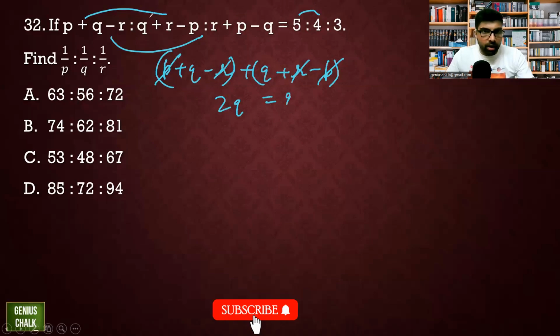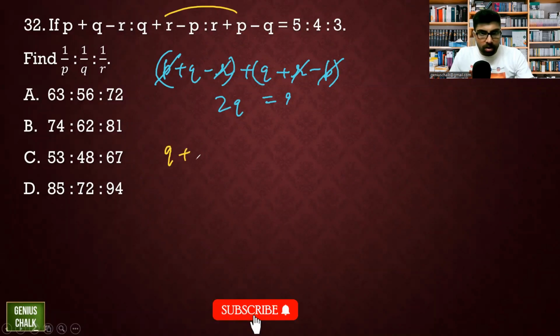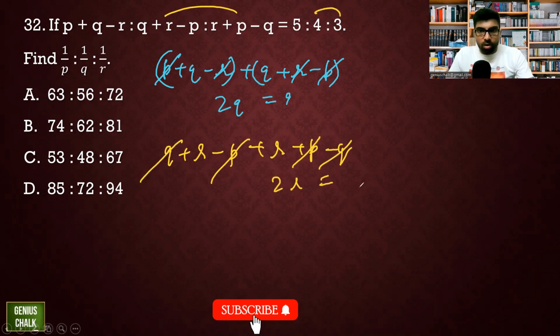Yeah, fine. If I add the last two, let's add the last two now. So if I add the last two, Q plus R minus P plus R plus P minus Q. Let's see what is cancelled. P is cancelled, Q is cancelled. So I can say 2R is equal to 7.